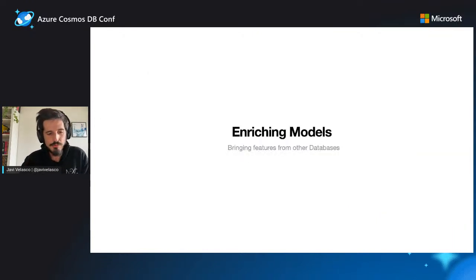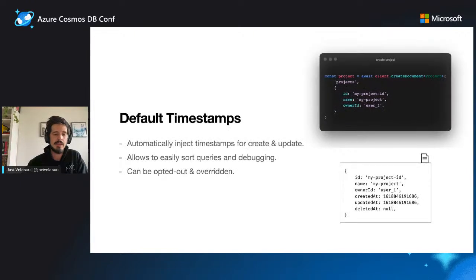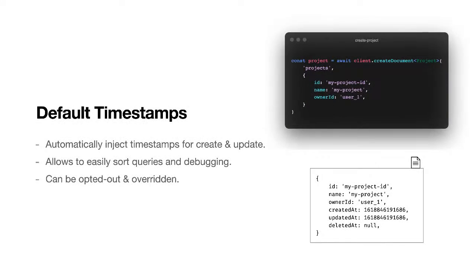So now let's see how we enriched our models and brought a declarative way to express what our collections look like. In this section, we're going to see how we define features that are present in other databases and are essential to operate Cosmos in production, in my opinion. The first and most important of those is timestamps. There are many databases out there that have out-of-the-box support for timestamps. Those are going to tell you when a transaction took place, when a document was created, when it was last updated, and in some cases when it was deleted.